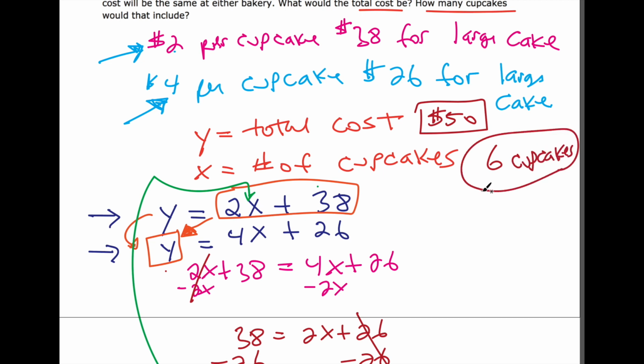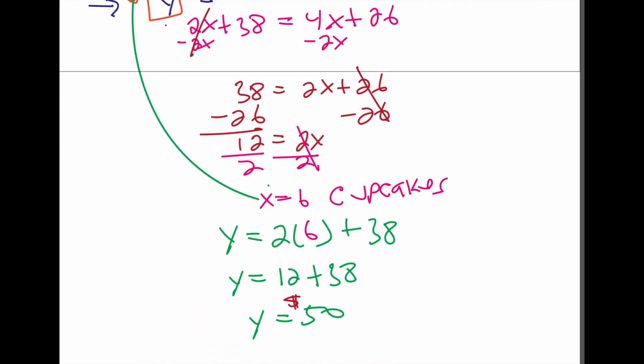Okay, so if Aunt Lila only buys 6 cupcakes, it doesn't really matter which place she goes to because it's going to cost her $50 either way. And that is it.